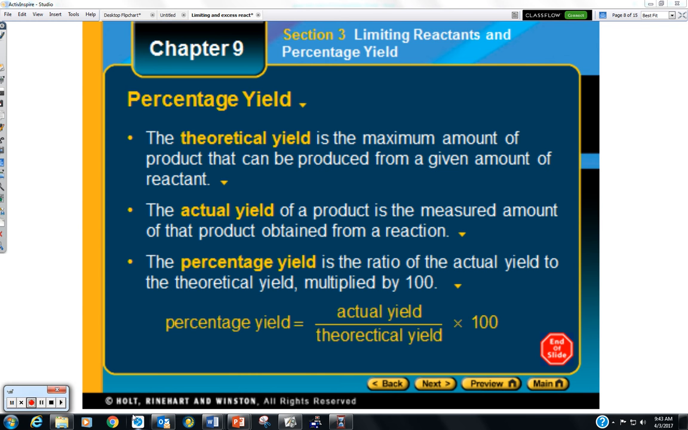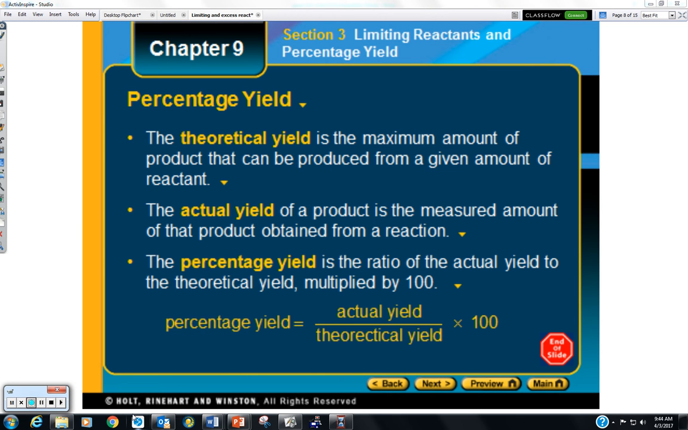We're not seeing how far off we are. We're just seeing how much of the expected we got. I'm just verifying something in the text real quick to make sure. Yeah. So it's actual divided by theoretical, multiplied by 100, gives us the percent yield.